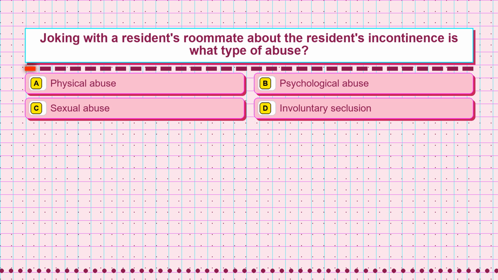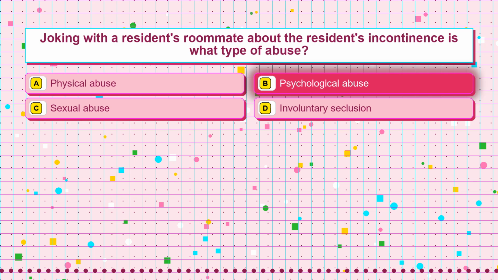Question 15. Joking with a resident's roommate about the resident's incontinence is what type of abuse? Option A, physical abuse. Option B, psychological abuse. Option C, sexual abuse. Option D, involuntary seclusion.